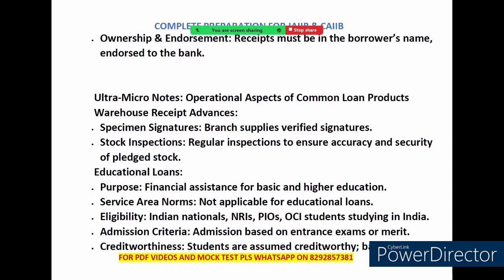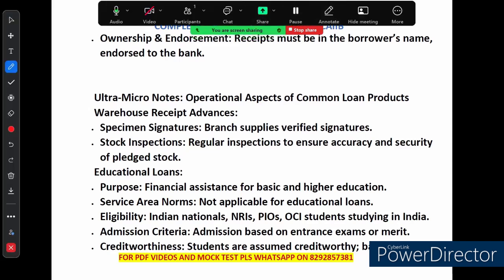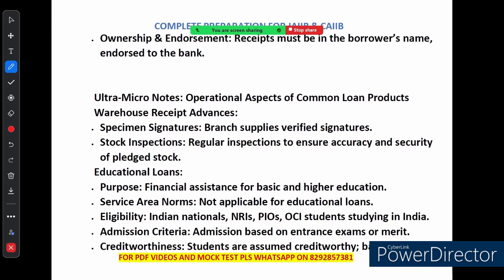Now there is something called the operational aspect of common loan products. Two common loan types are the warehouse receipt advance and the education loan. The first is warehouse receipt advance. These loans are secured by goods stored in a warehouse, with regular inspection to ensure the stock is safe, and verified signatures from the borrower are kept on file for security.